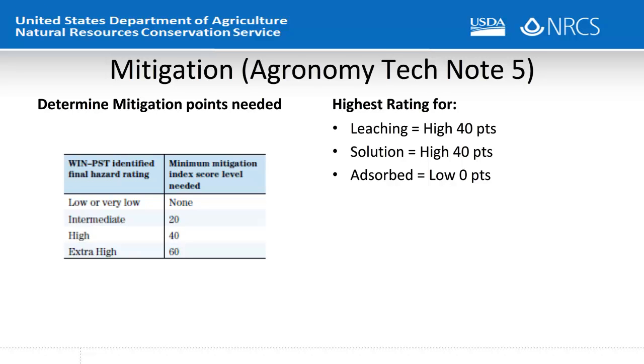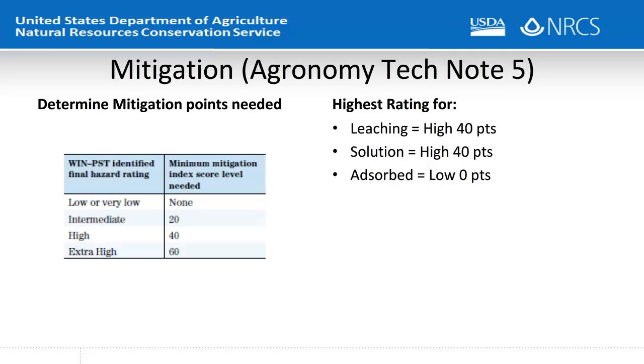In our case, the highest hazard for leaching was high, so 40 points are needed for mitigation. The highest hazard for solution was high, so 40 points are needed for mitigation. And the highest hazard for adsorbed was low, so no points are needed for mitigation.